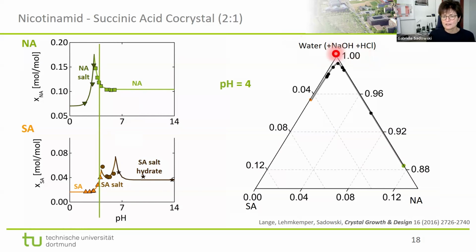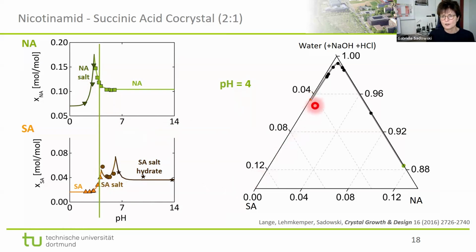So this is the solvent here on top. And we have succinic acid here on the lower left, and nicotinamide goes to the right. Now we keep the temperature constant and we change pH. So at pH 4, we are here. We get the neutral molecule for nicotinamide, and also for the succinic acid we get the neutral molecule. And this is what you see here.